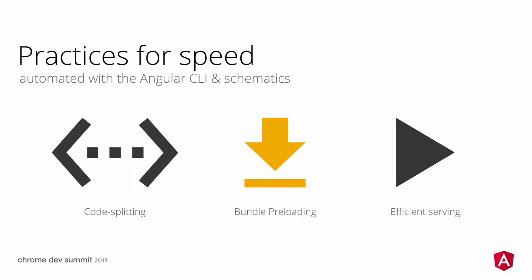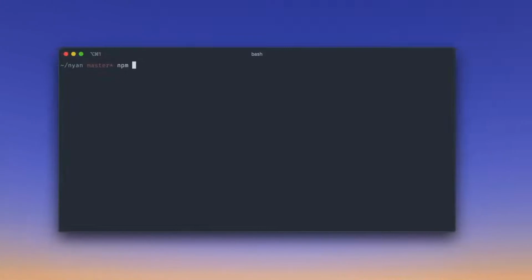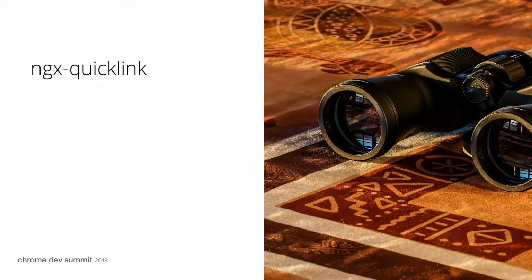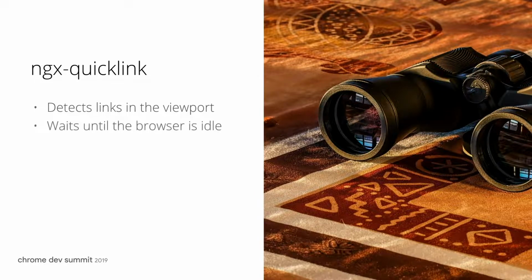This, however, may introduce latency when navigating across pages. A technique that can help us to fix this is bundle preloading. As a next step, we can install the ngx-quicklink module and save it into our dependencies. ngx-quicklink is a preloading strategy that will detect when a router link is visible in the viewport. It will wait until the browser is idle and prefetch it unless the user's browser is in data saving mode.